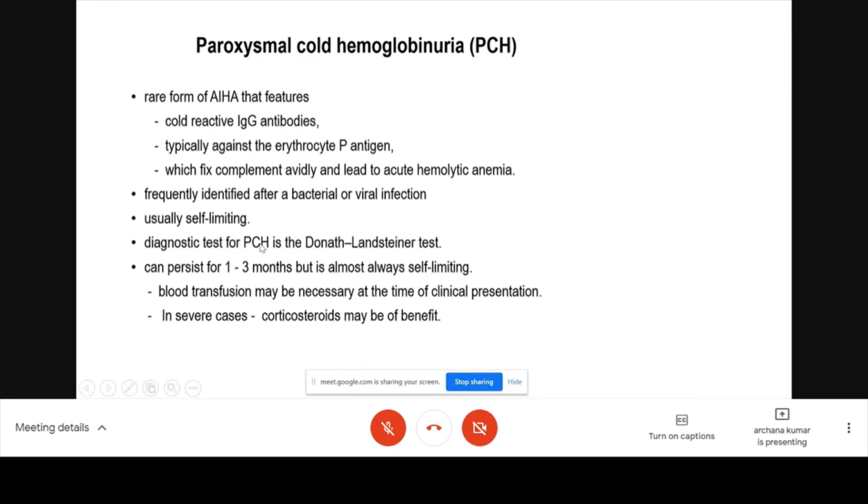And the diagnostic test is the Donath-Landsteiner test, which is different from the GPI anchored proteins testing which we do in paroxysmal nocturnal hemoglobinuria. So they are two different conditions. This can persist for about 1 to 3 months, but is almost always self-limiting. Blood transfusion may be necessary at the time of initial clinical presentation, and in severe cases, corticosteroids may be of benefit.